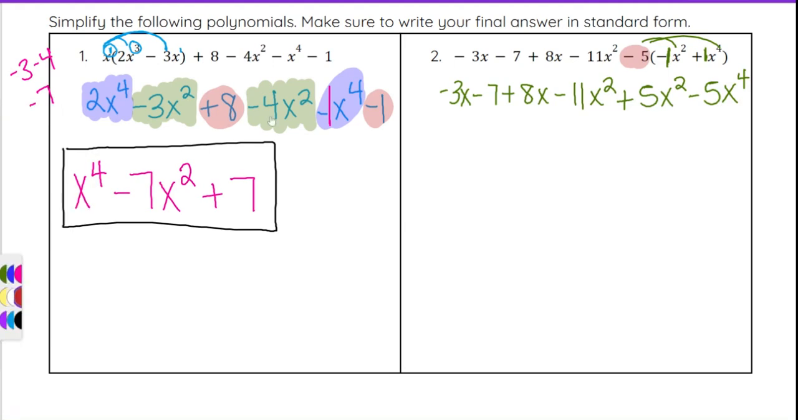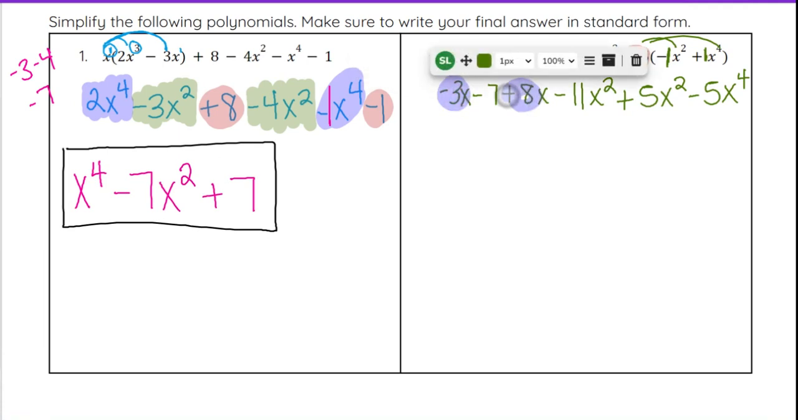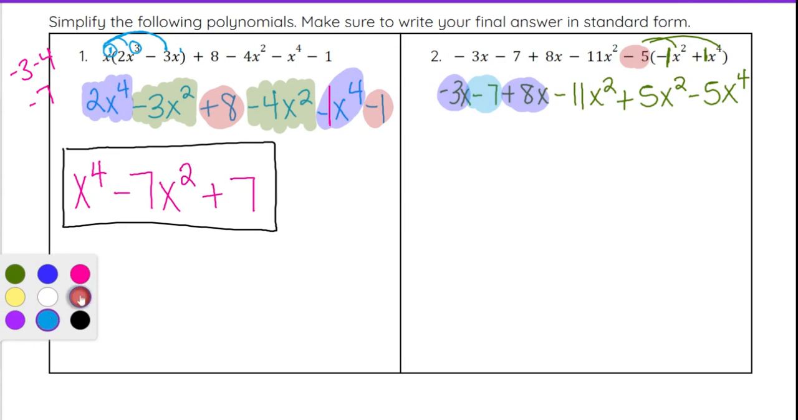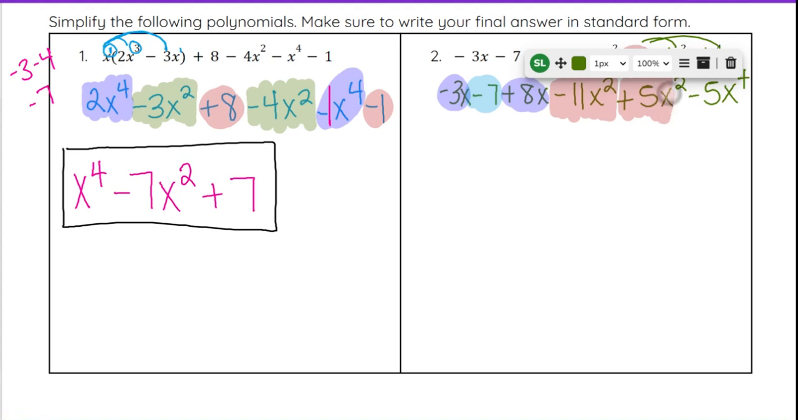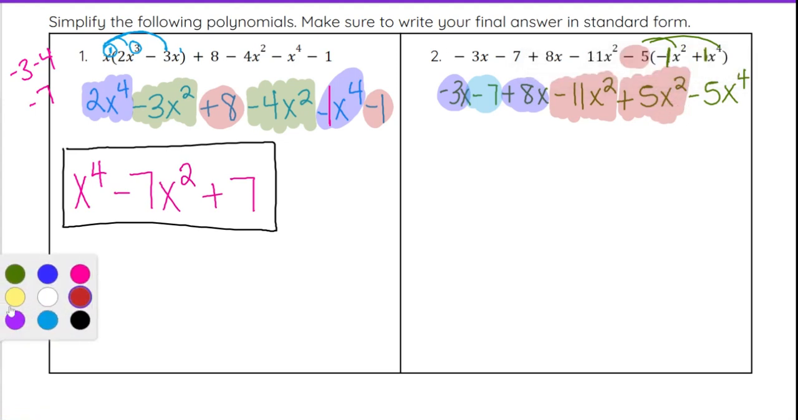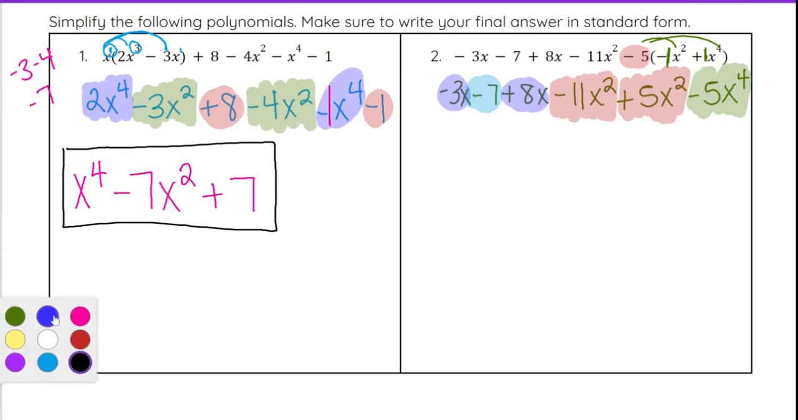Next, we want to go ahead and combine like terms. So if I start with this negative 3x, and I look through, I see, okay, here's another x term. There are no other x terms. Now we have this negative 7. Negative 7 is a constant. There are no other constants. So that is the only constant in this expression, and so it doesn't have any other like terms. Negative 11x squared is going to combine with the other like term, 5x squared. And then finally, we have negative 4x to the fourth power. And again, that one does not have any common or like terms.